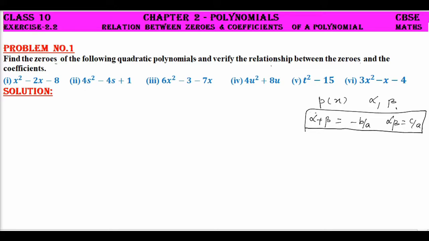So in this problem, we are going to find the roots alpha and beta of the given polynomials, and we are going to verify whether alpha plus beta equals minus b by a and alpha beta equals c by a in each case. Do you understand? I am going to proceed with this problem using the splitting method to find alpha and beta.